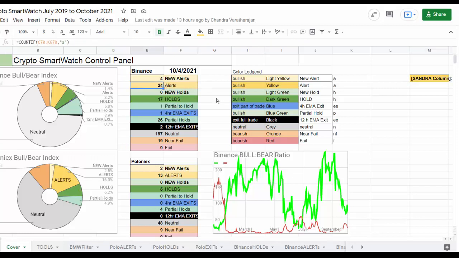Right now we have 24 coins in alert position, which means that they're just about to cross over the 12-hour EMA and turn into a hold status. We can see in the Crypto SmartWatch control panel, we have 24 coins in alert status right now.